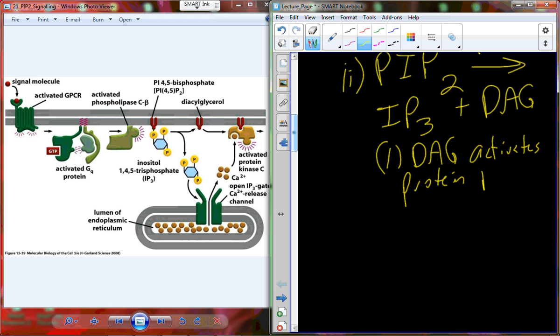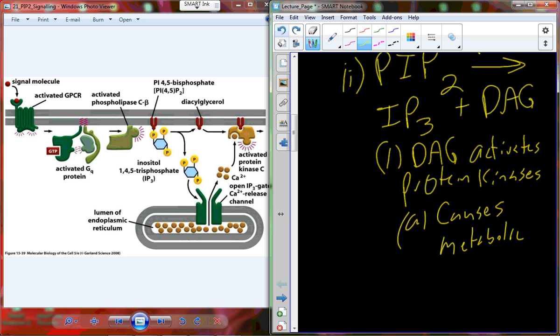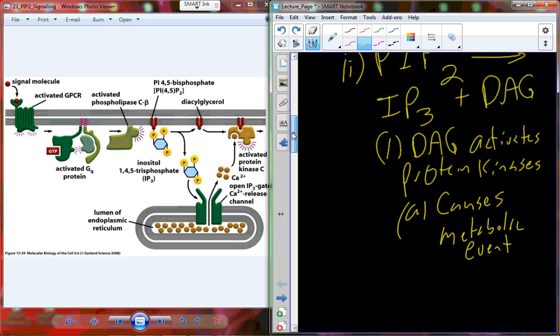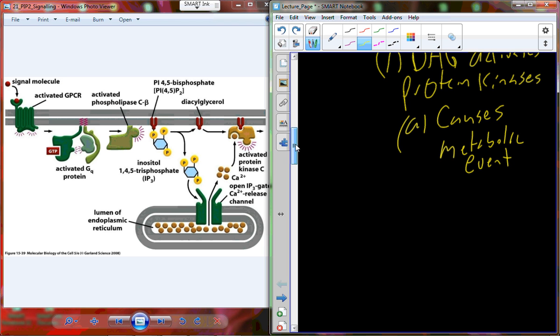So DAG activates protein kinases. Now, when those protein kinases are activated, again, this is going to cause some sort of metabolic event to occur. And when I say metabolic event, we're talking like 200,000 different options here. I could be turning on a variety of different proteins and genes. I can be reducing the production of something from the endoplasmic reticulum. I can be preventing intake of glucose. There's a whole host of things that could be happening here. So DAG, once it forms, is going to cause a metabolic event through protein kinase action, specifically protein kinase C.